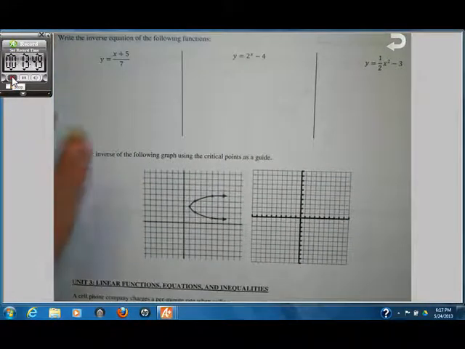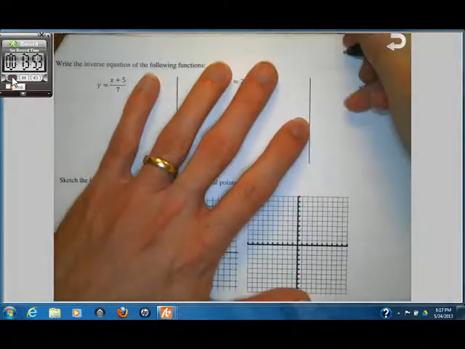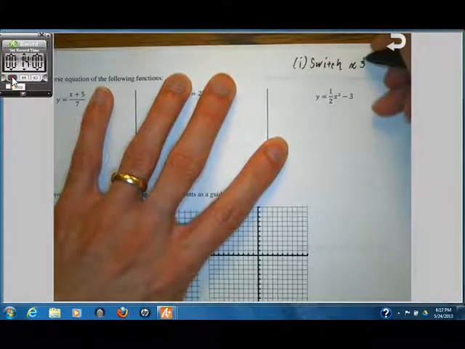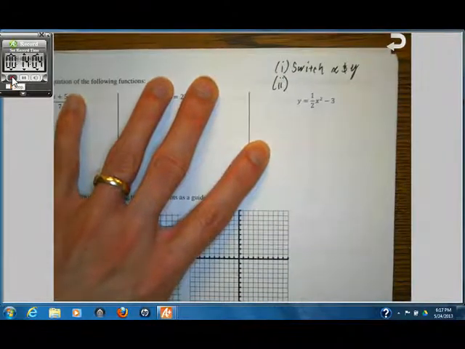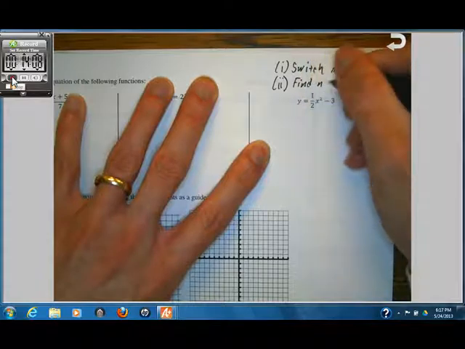So, let's try it on the ones they gave us. They started off with y is equal to (x plus 5) over 7. You're going to switch your x and y, and you're going to say that x is equal to (y plus 5) divided by 7. And now you're going to isolate the new y.